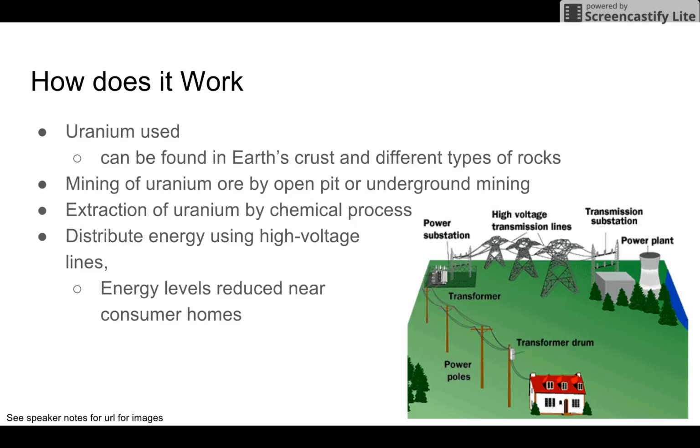So uranium is the most commonly used to create nuclear energy, and it can be found in the Earth's crust in different types of rocks. The mining of uranium ore is usually by open pit or underground mining. The extraction of the uranium is by a chemical process, and later, when the uranium has been extracted, they distribute the energy using high voltage lines, and as the energy is transferred to consumer homes, the energy levels are lower.